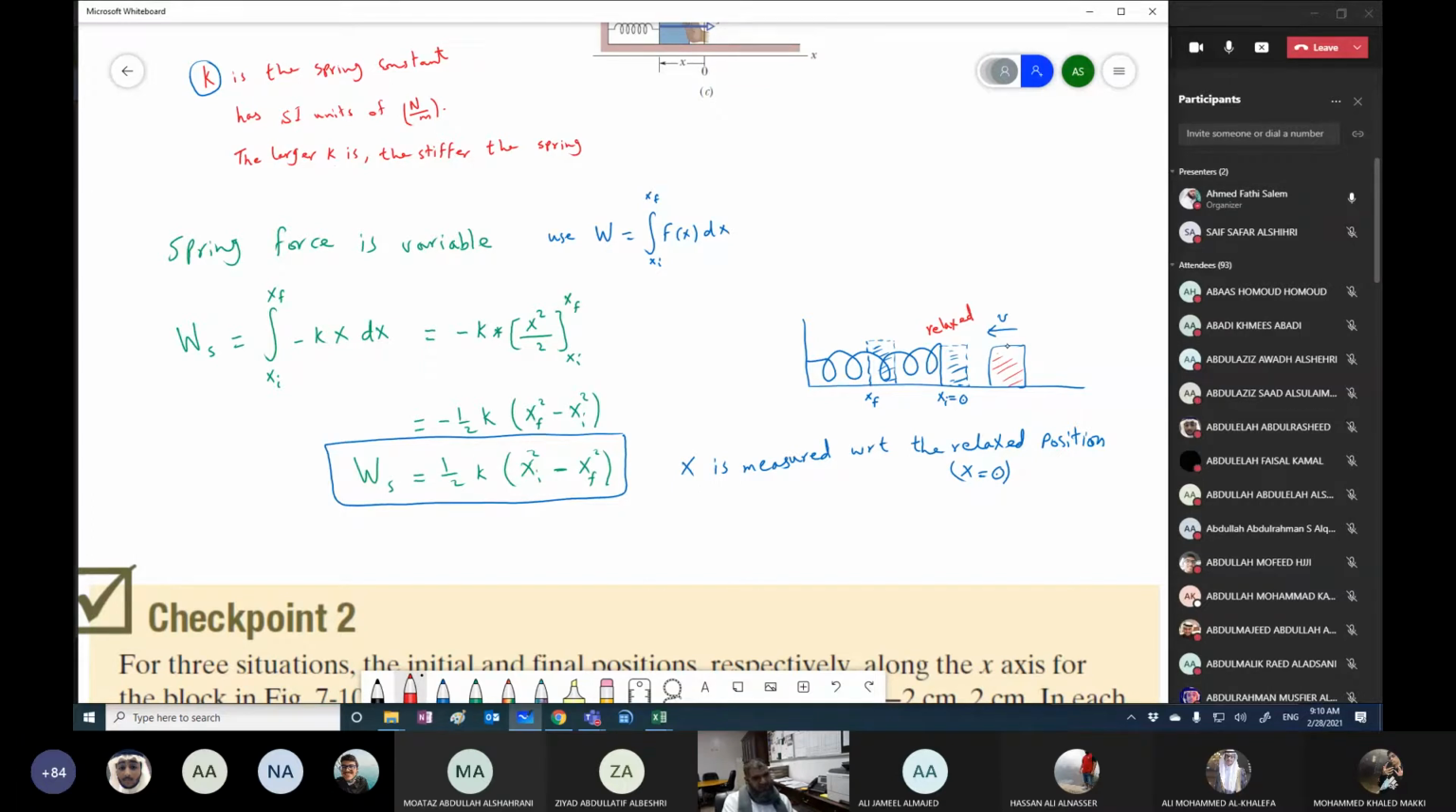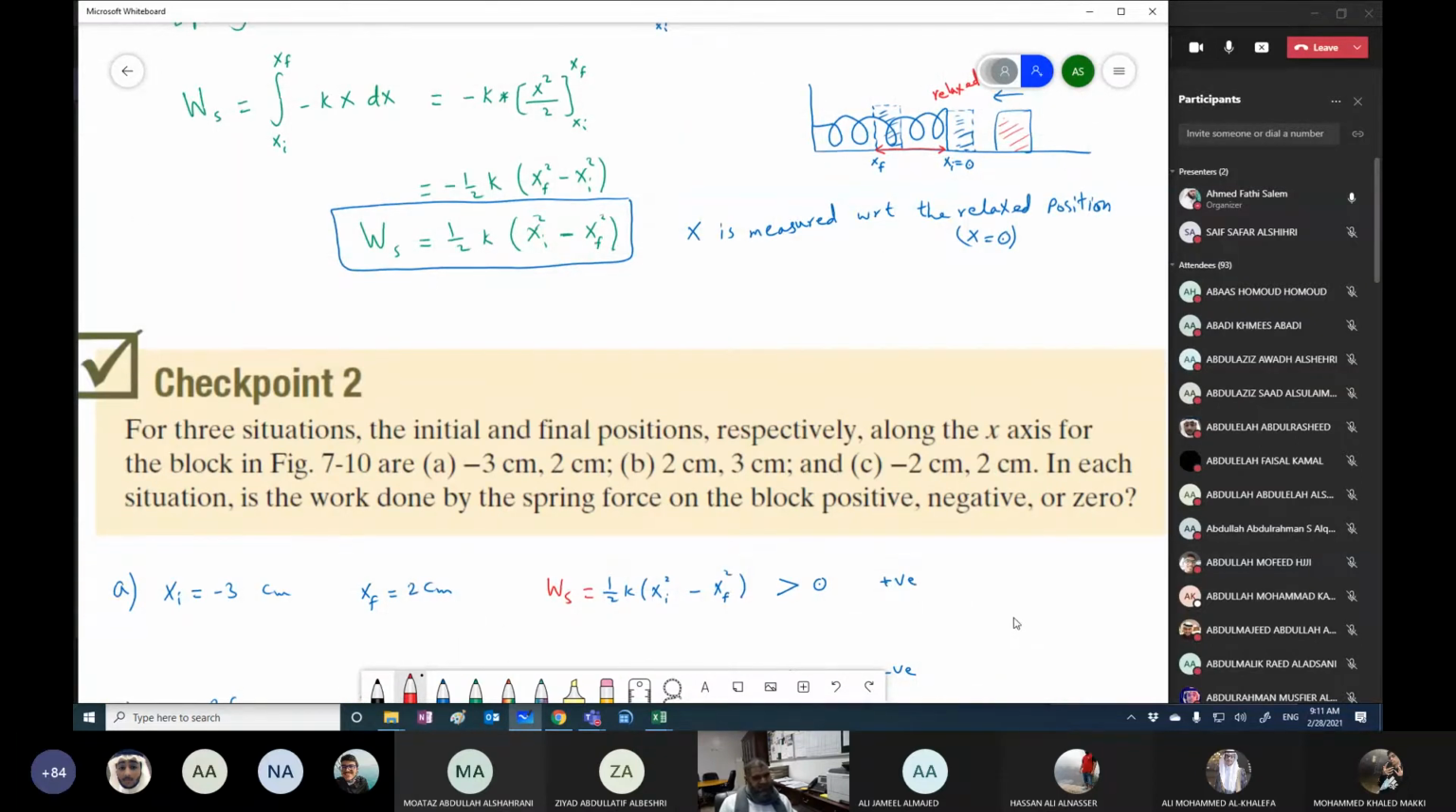بعدين finally, when the velocity of the object is 0 here, we will have x final. How much is x final? It is this distance from the relaxed position. So we measure x final with respect to the relaxed position.